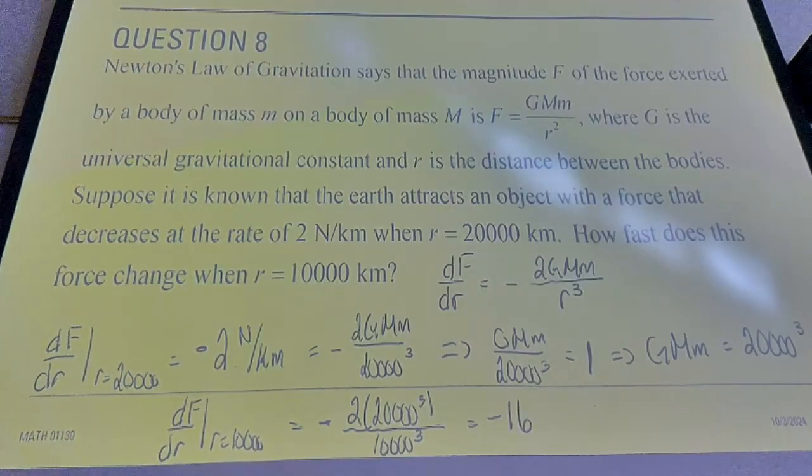Newton per kilometer. What does this mean? That's our instantaneous rate of change. This means that when the objects have a distance of 10,000 kilometers between them, each kilometer increase in that distance will decrease the force of gravity by 16 newtons.